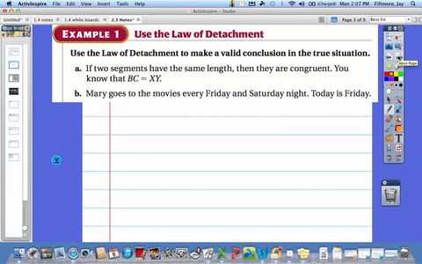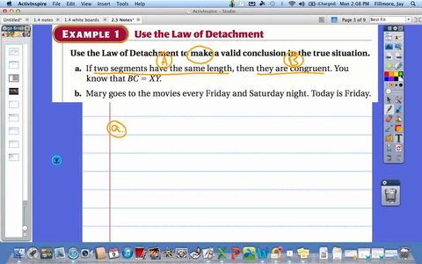For a couple of examples using the law of detachment, the directions say to make a valid conclusion for the true situation. So since we're going to make a valid conclusion, we're going to write a conclusion. For part A, if 2 segments have the same length, then they are congruent. You know that the length of BC is equal to the length of XY. Well, first of all, our hypothesis, or our part A, is 2 segments have the same length. Our part B, our conclusion, is they are congruent. So if A is true, then B is true.